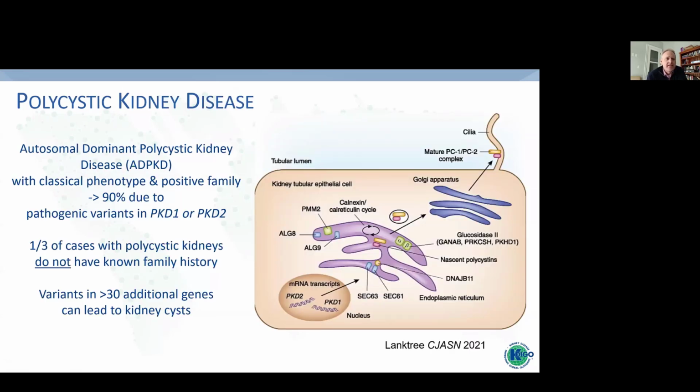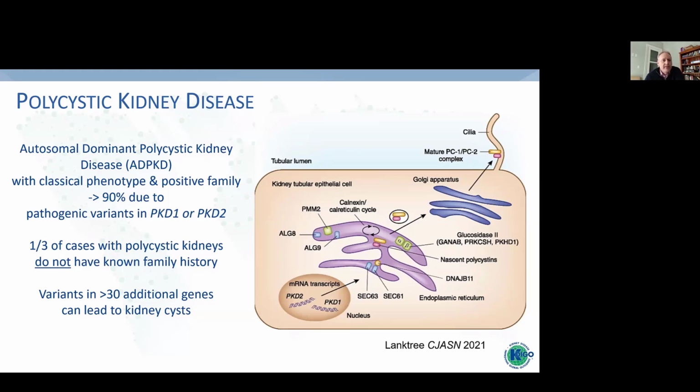So polycystic kidney disease, when diagnosed by an expert who's very familiar with the phenotype and determines that it's a classical presentation with a positive family history, up to 90% of them will be due to pathogenic variants in PKD1 or PKD2. But in clinical ascertainment of people with multiple cysts in their kidneys, up to a third of them do not have a positive family history. And a similar proportion do not have features that are classical for ADPKD. So, bilateral cyst involvement with kidney enlargement and decline in eGFR.